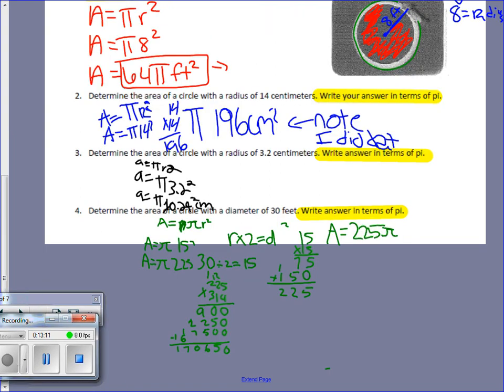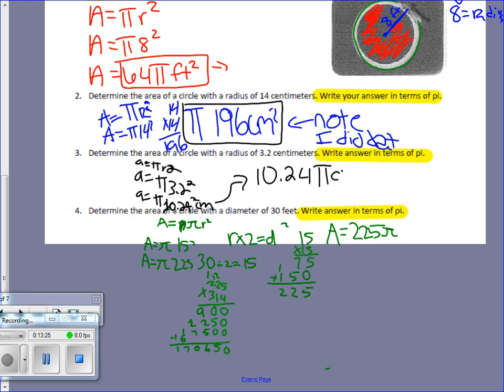Okay, so these are the answers. 196 pi centimeters squared. This one, I'm going to rewrite it, is 10.24 pi. I think that's missing. Oh, no, it's at the beginning. Again, centimeters squared. You always want to put the square after the units, not before it. And then lastly, 225 pi, this is going to be feet squared.